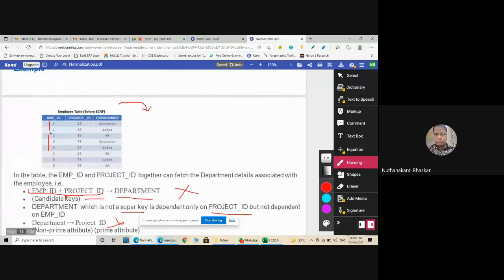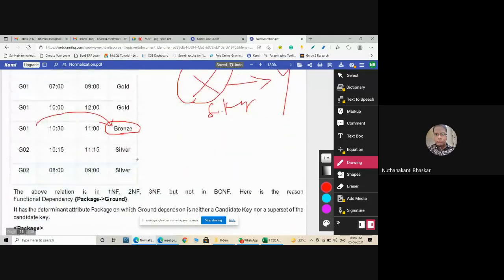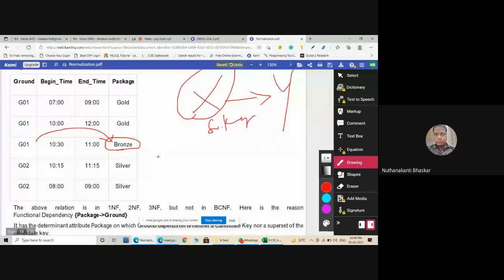Here one accounts, one sales. So that is why there is no dependency. So this particular relation is not in BCNF. The left side must be a super key or maybe the key.